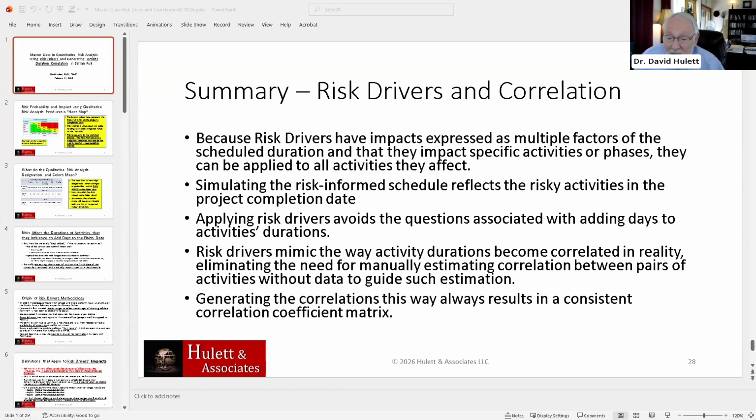It affects the durations and all that. So that's the sort of thing that we're talking about, and the impact.